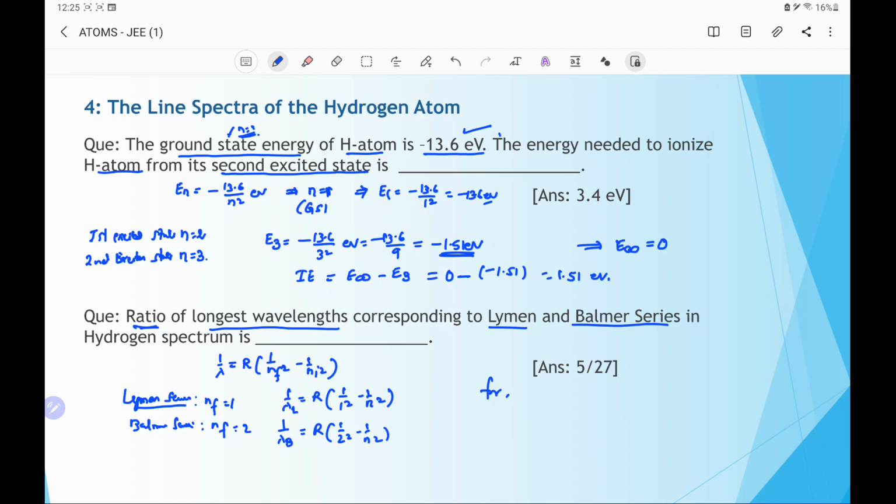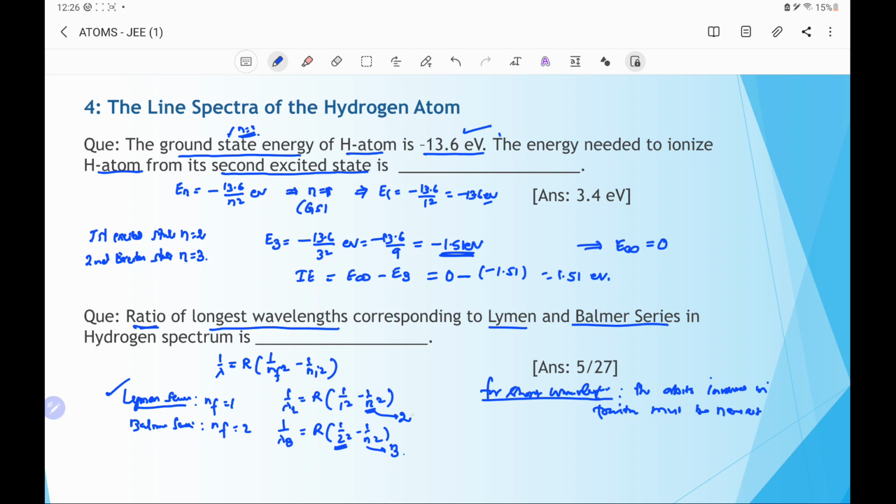For the shortest wavelength, the orbits involved in the transition must be nearest. That means for Lyman series, if we have to find the shortest wavelength, then this n should be nearest to 1. That means this n should be 2. Similarly, in case of Balmer series the final energy state is 2, so the initial energy state should be nearest to 2, that is 3. So n equal to 3 will give the shortest wavelength for the Balmer series.